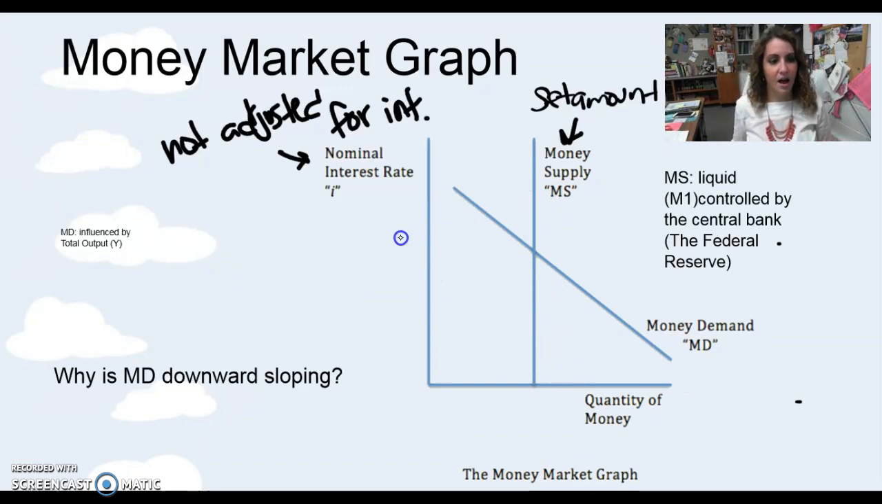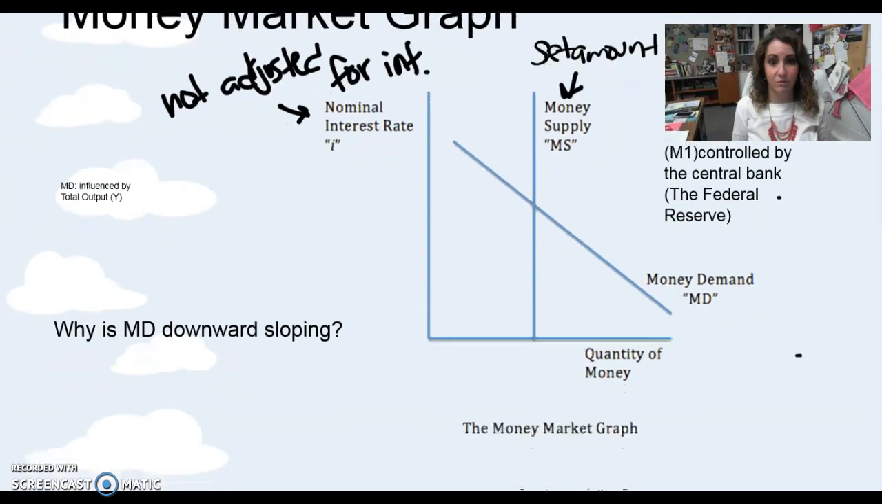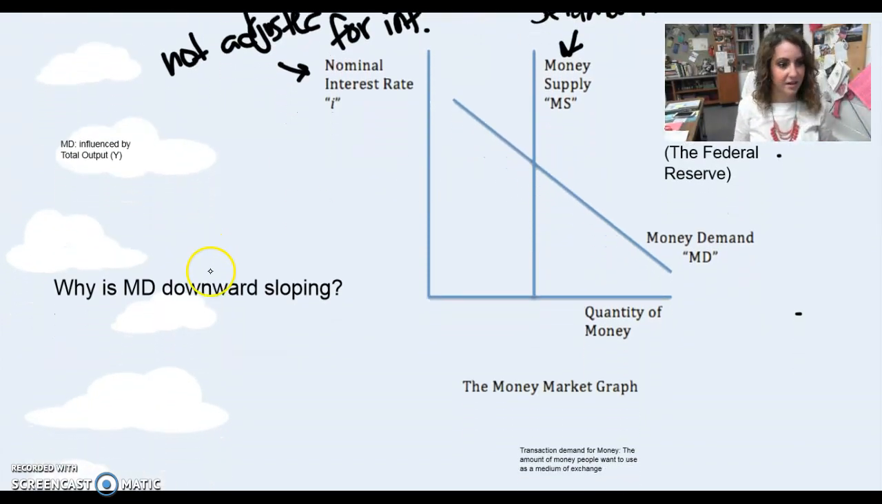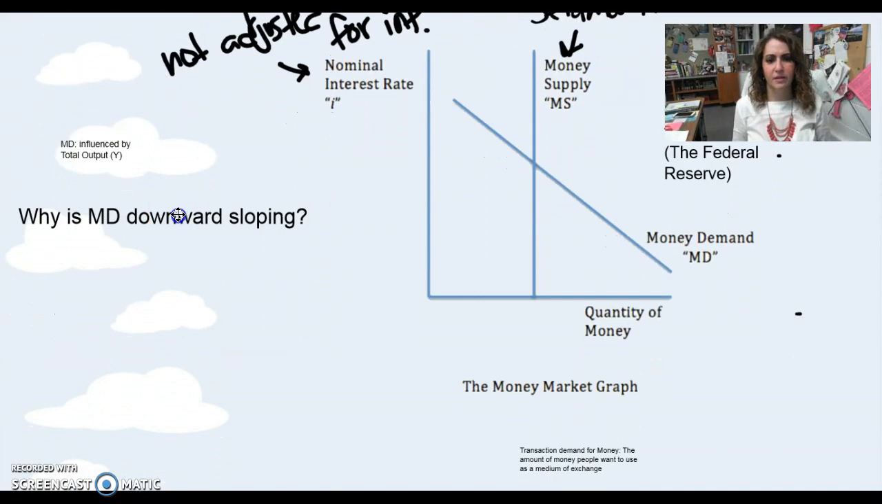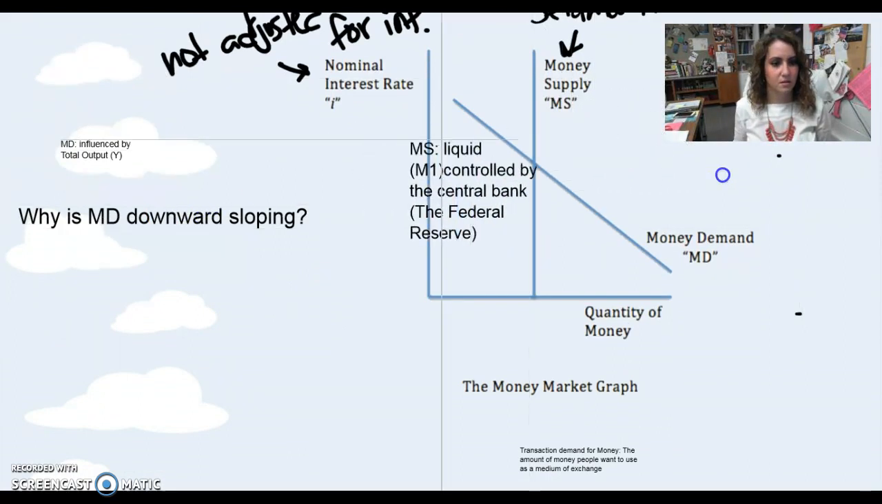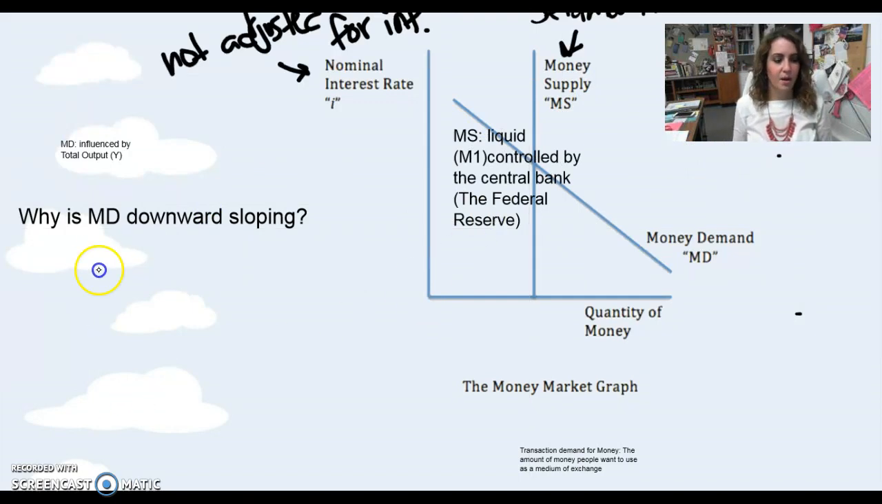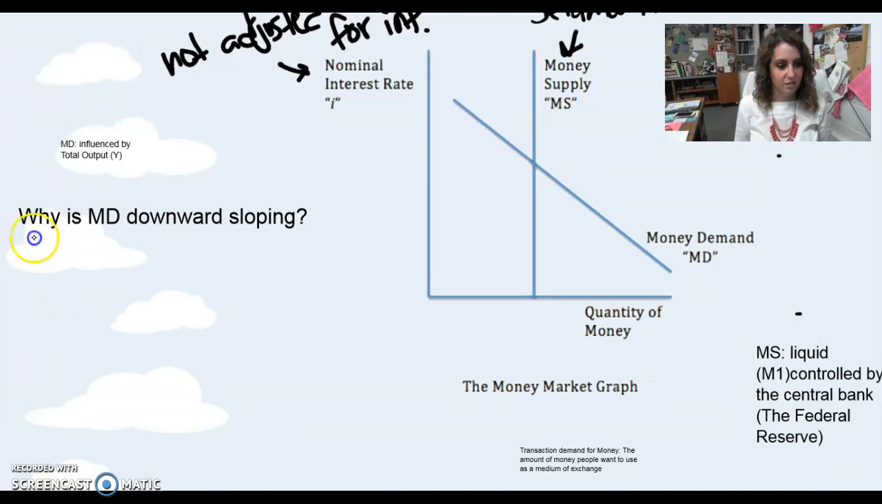But why is money demand downward sloping? And this is always like an AP test question, a multiple choice question, things like that. Let me move this so it's not on my face. Just put it there. Money demand is downward sloping for a couple of reasons. And let's talk about one of them.